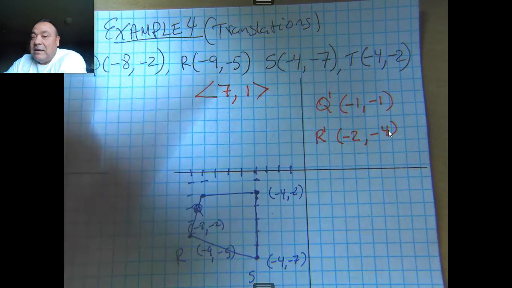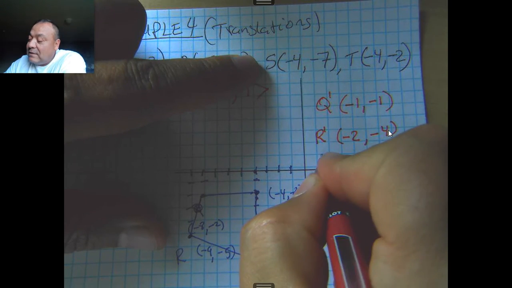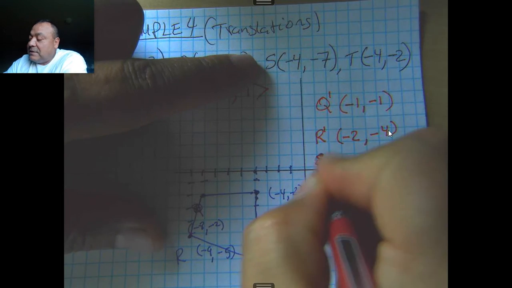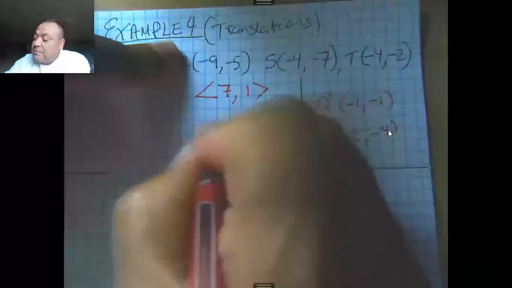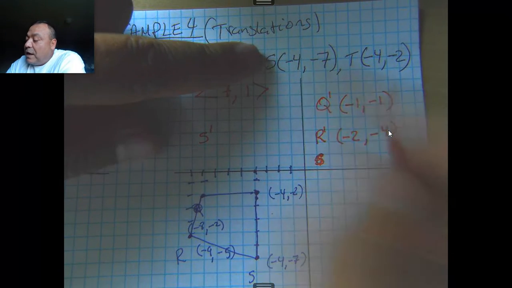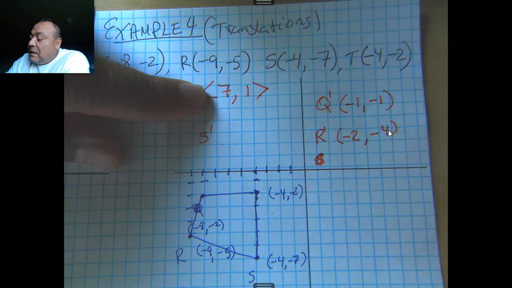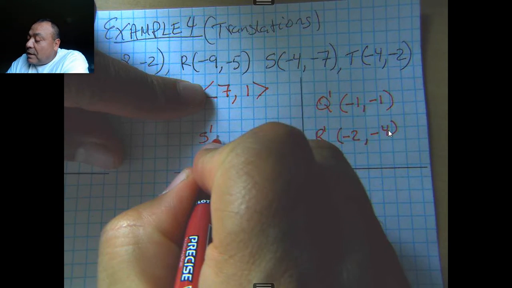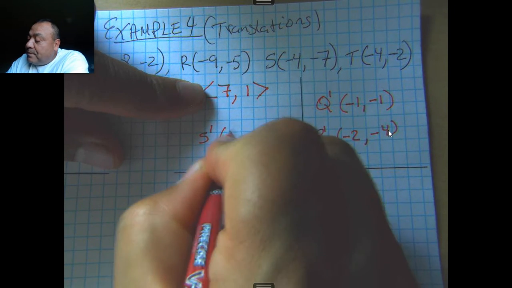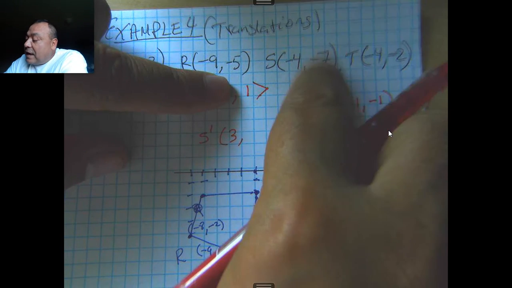Okay, now we got S. S prime, -4 plus 7, it will be +3. So this will be +3. And then -7 plus 1 will be -6.